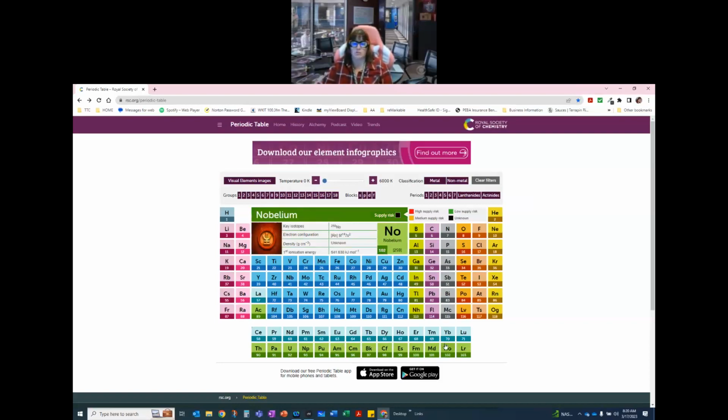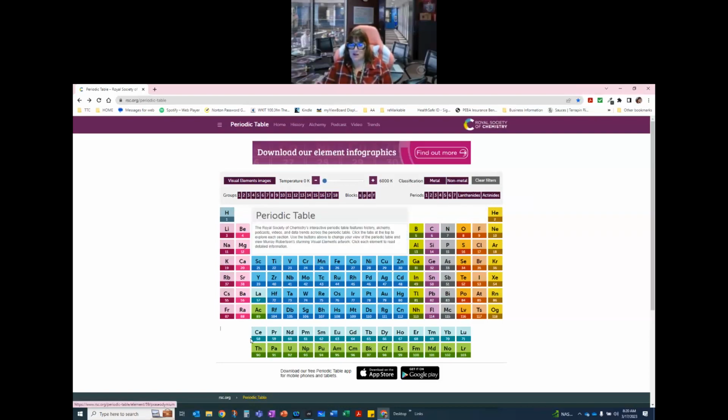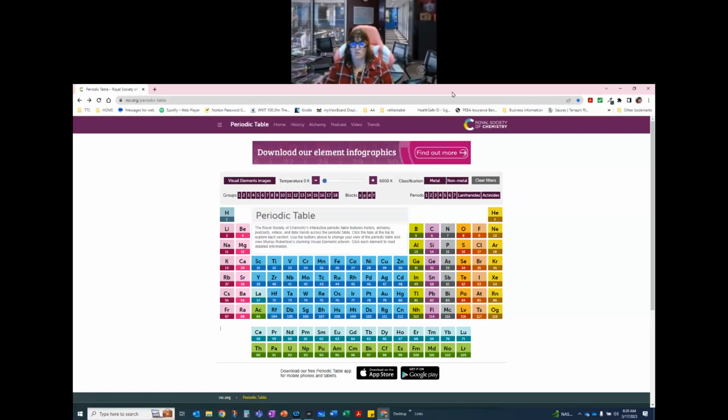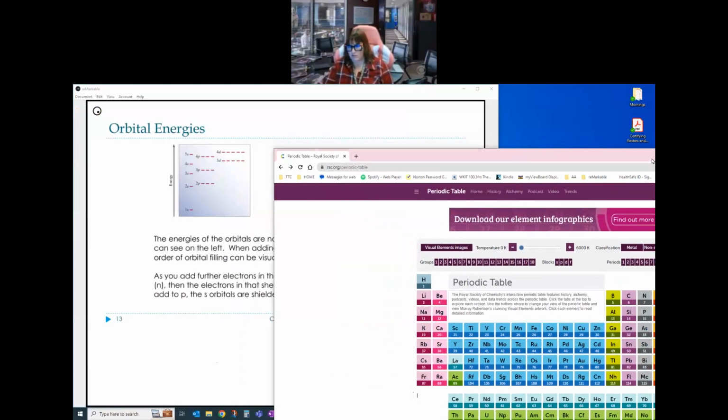But that should show you the order of filling. I just follow the periodic table. So I know that it's an s block here, a p block here, a d block here, and an f block here. So if I can figure out what the numbers are and the order in which they fill, which the table shows me, then I should be able to determine an electron configuration. And we'll talk about that in just a second. Questions about the order of orbital filling?